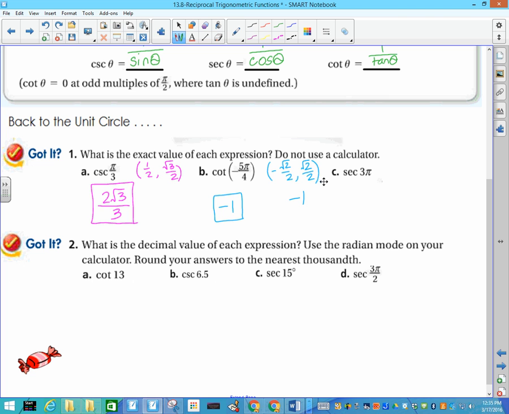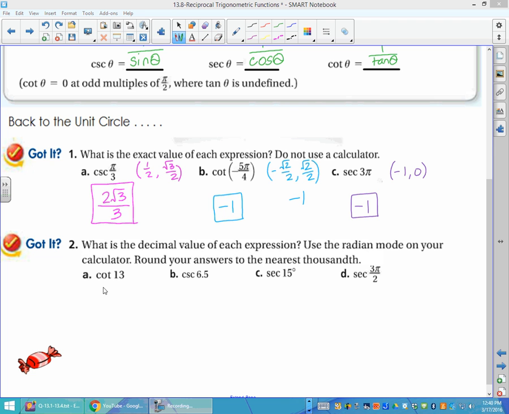Okay, so secant of 3 pi, odd pi's are over on the left, and those coordinates are negative 1, 0. Secant is 1 over the cosine. Cosine is the x value, so 1 over negative 1 is negative 1. Okay, now next, what is the decimal value of each expression? Use the radian mode on your calculator. Round your answers to the nearest thousandth.